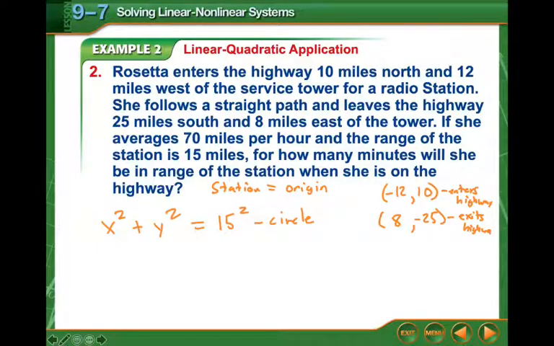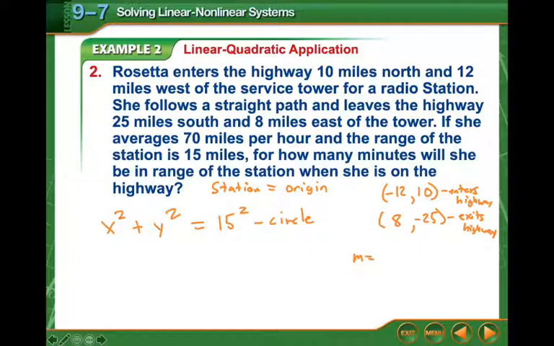Now those 2 points are great, but they don't matter for the sake of the time she's listening to the radio. They matter because now we can use them to find the equation for the line, using the slope formula first. So we need to find our slope.